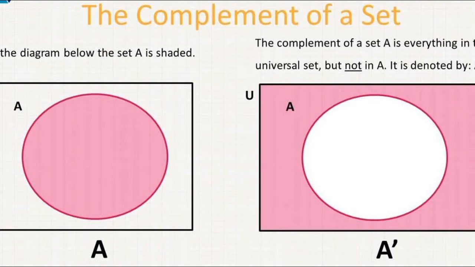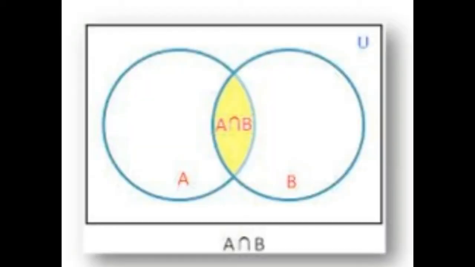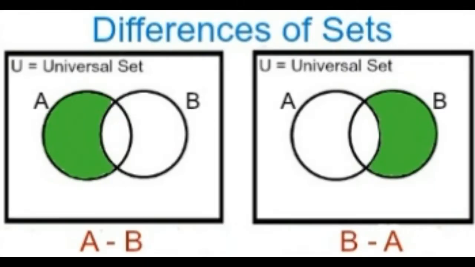Also, you have learned A union B. Union means altogether, you have to collect all the elements from both sets. You have learned A intersection B. A intersection B means you collect only the common elements from both sets. Also, difference of a set. A minus B means you remove the B elements from the A set. B minus A means you remove A elements from the B set.